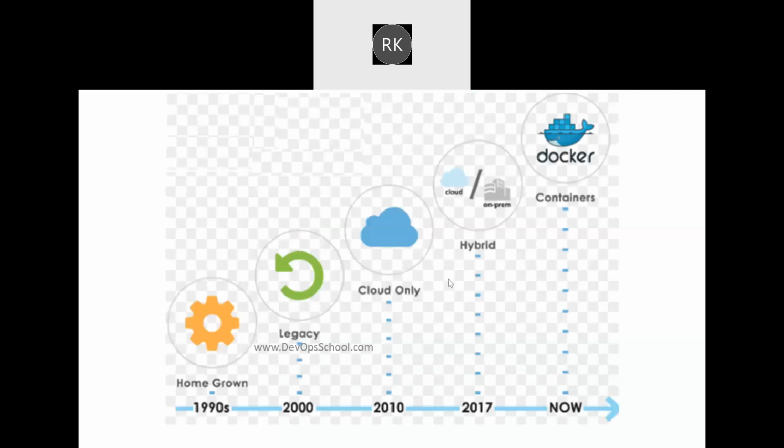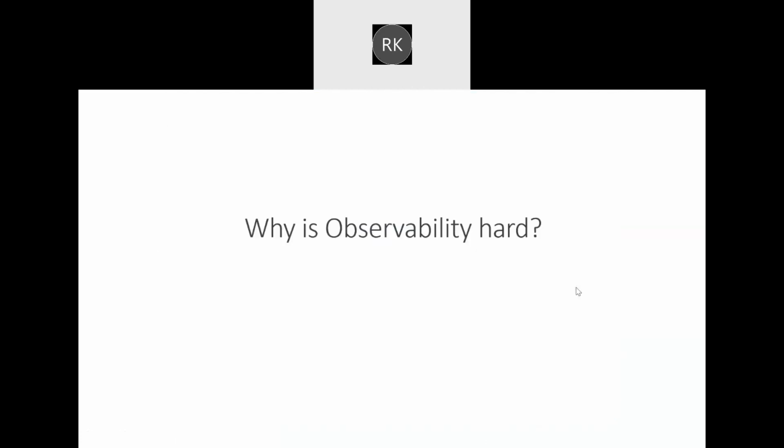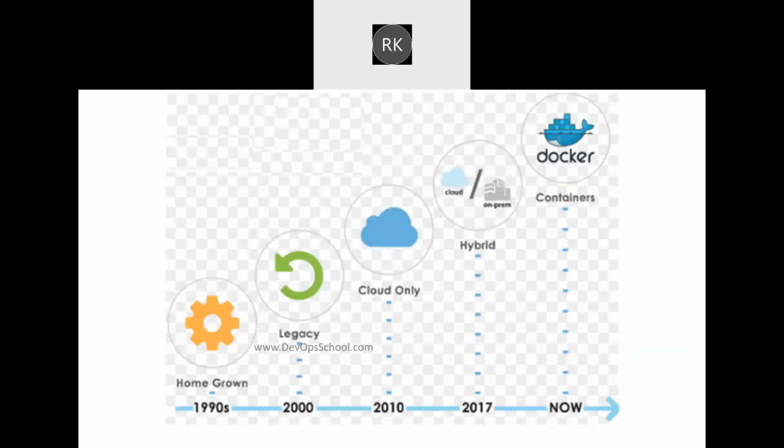Look at this. You know what? Observability is also hard. Why? Let's understand this, look at how we are evolving. Earlier we were running software on a physical server, then virtual servers, then migrated to cloud. Nowadays we are running on Kubernetes, Docker, containers, and stuff like that.